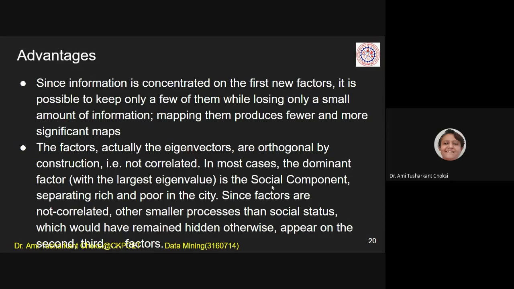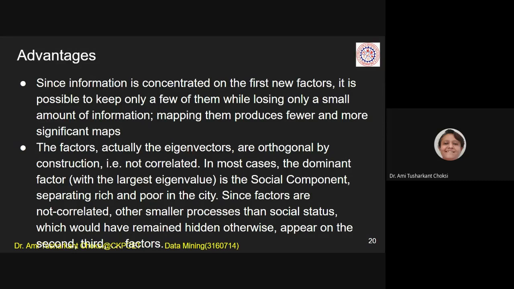Okay. It is the social component separating rich and poor in the city. So we can use the information to separate the rich and poor in the city, right? Since factors are not correlated, other smaller processes than social status, which would have remained hidden otherwise, appear on the second, third factors, right? So first of all, you have considered the dominant factor, and that is for the social component. So we'll be able to separate the rich and poor.